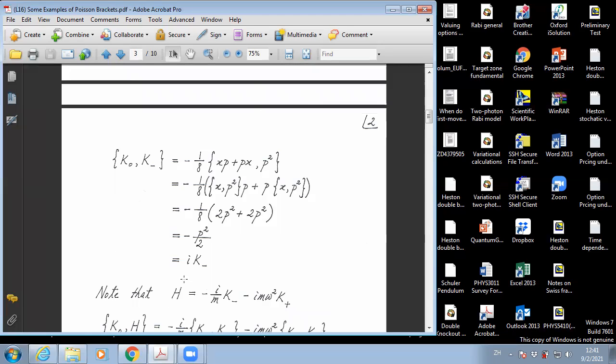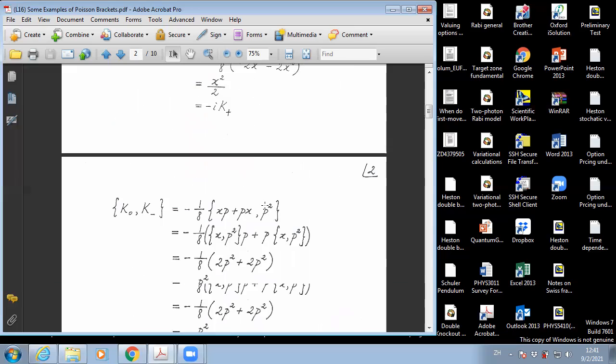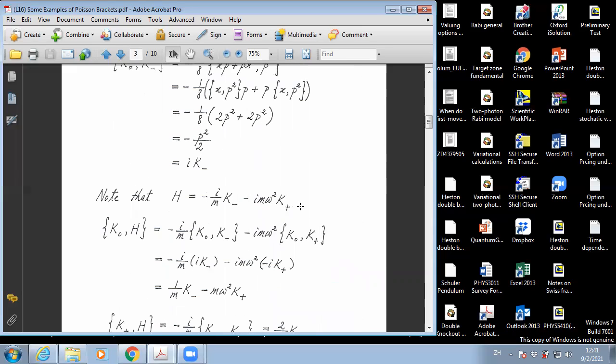Now we can also see that the Hamiltonian function can be written as minus I K plus divided by m omega square, right? Minus I K minus divided by m. So the Hamiltonian function can be expressed in terms of k plus and k minus too.